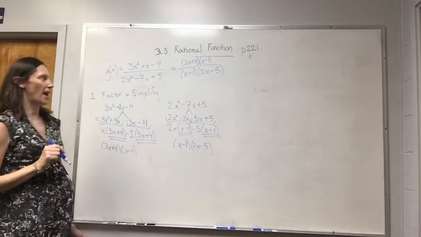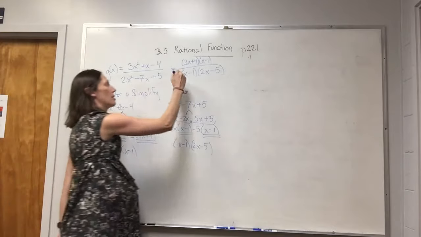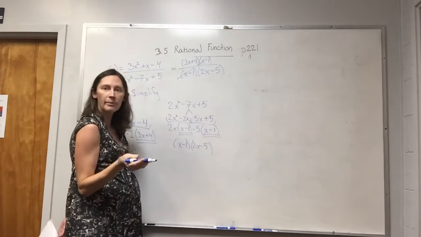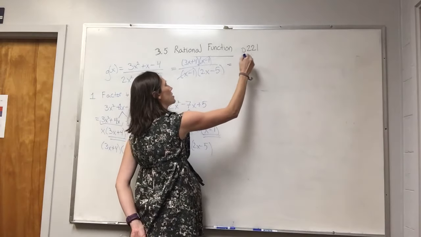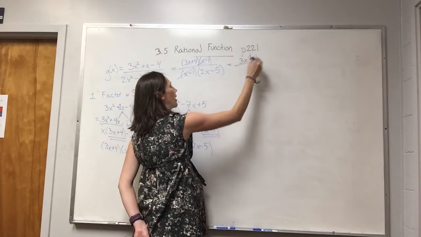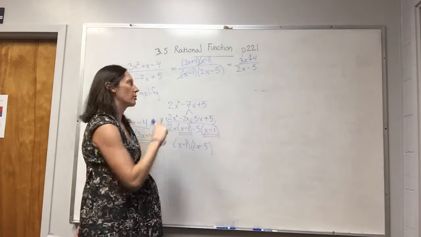All right, factored. Now is the fun part. I get to simplify. All right, so cross out, right? A common factor in the top and in the bottom. It's gone. So my end result, I have a simplified function now. It's not a line, it's not that simple, but it is simpler than what we started with.